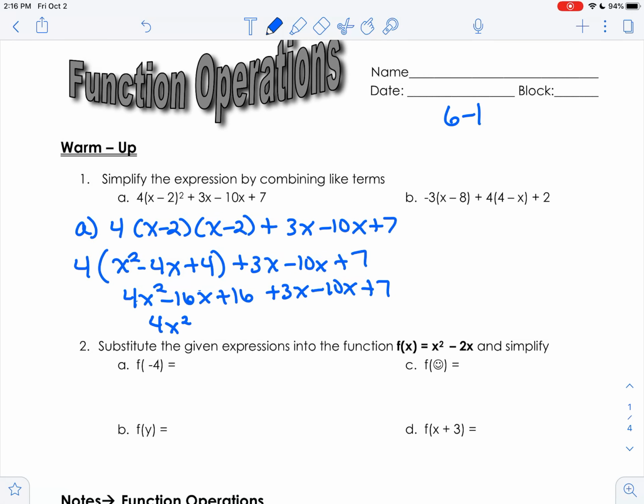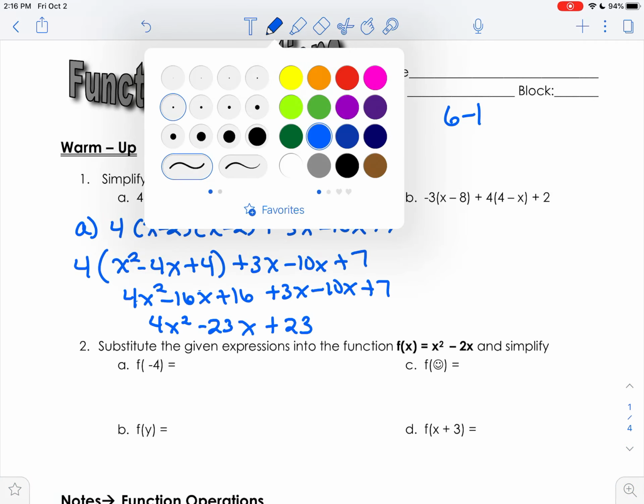So now I think we're ready to combine our like terms. We've got a 4x squared, and then we have a negative 16x and a positive 3x, which is negative 13, but then minus 10x, negative 23x, and then 16 plus 7 is actually plus 23. And so we combined all of our like terms.